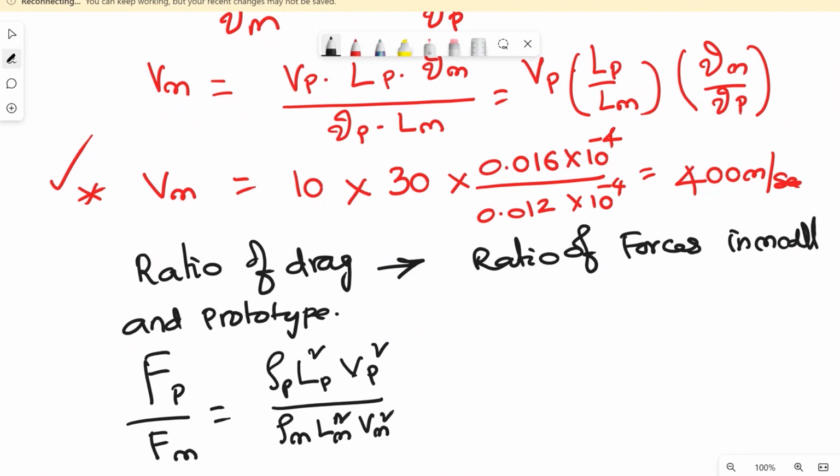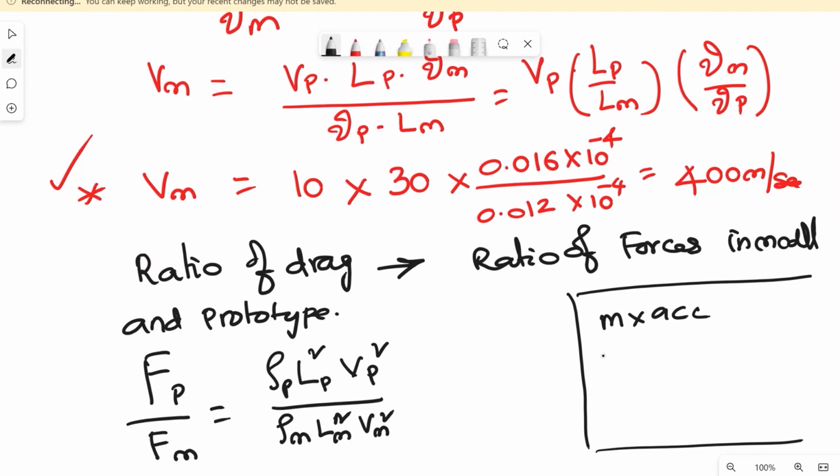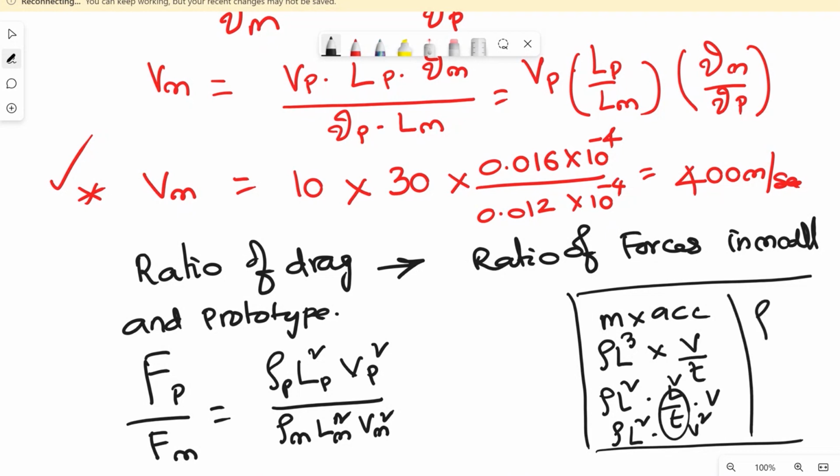This is all what we have shown already, a number of times: the inertia force is equal to mass into acceleration. If you want it once again, mass is equal to rho L cube, and acceleration we can write as V by T. So rho L square into L by T into V. L by T is also equal to V, so it becomes V square. So finally it is rho L square V square. That's what I have written.